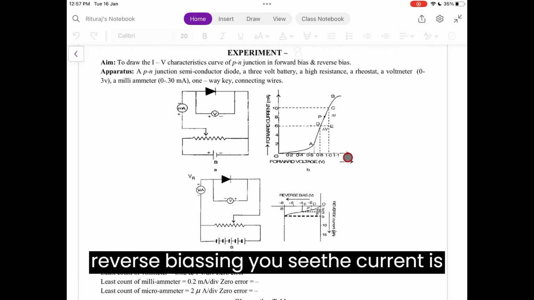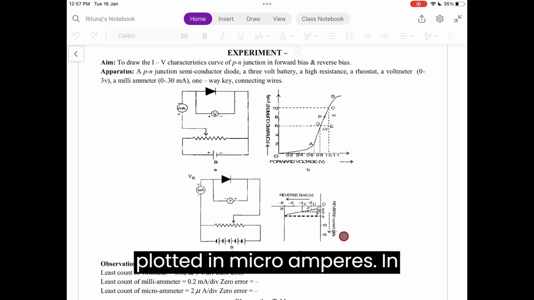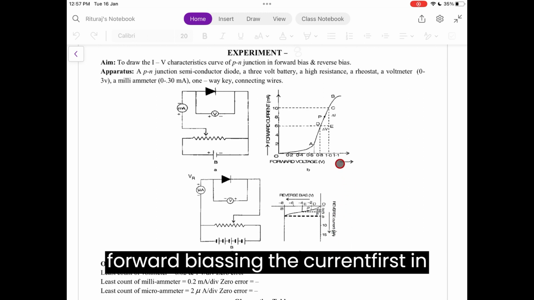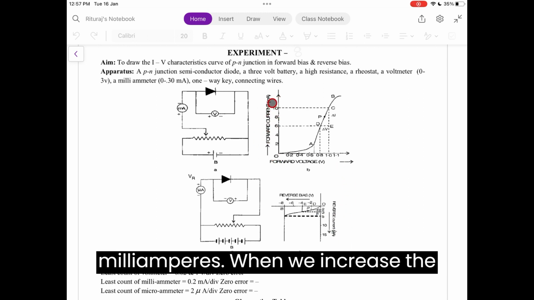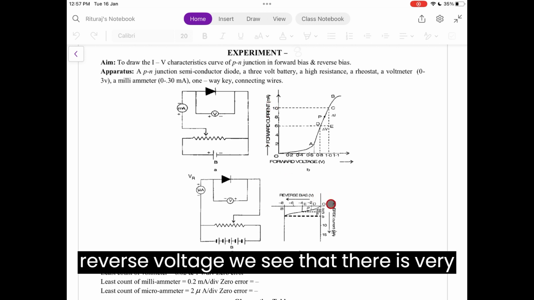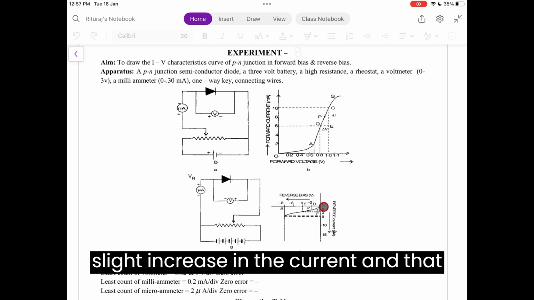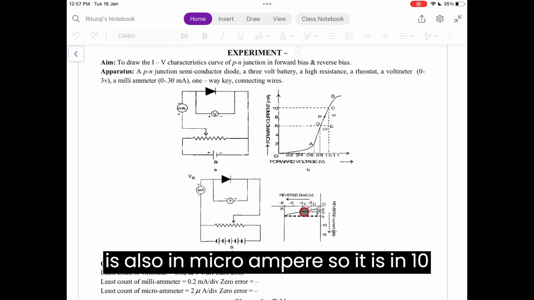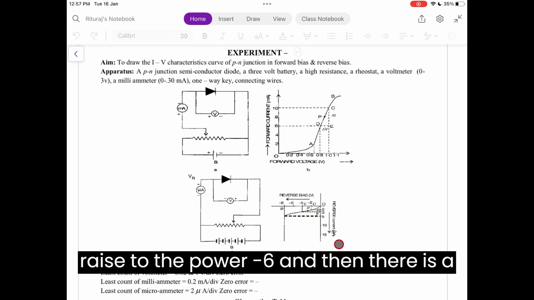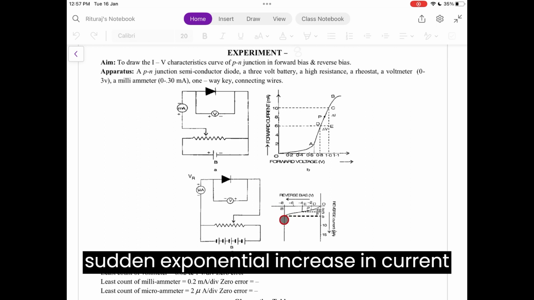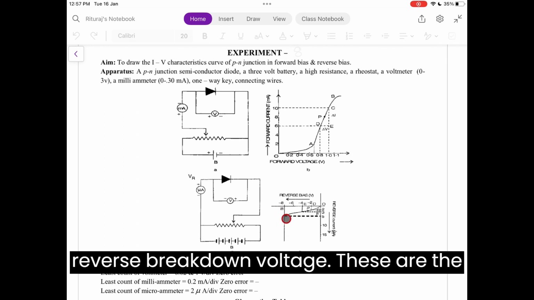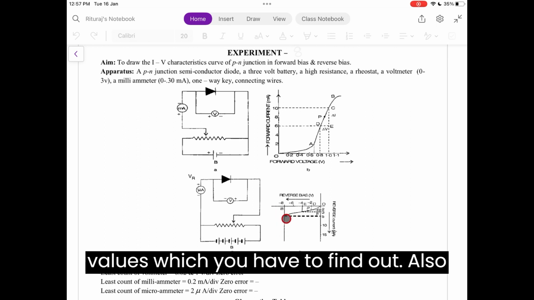In reverse biasing, you see the current is plotted in microamperes. In forward biasing, the current was in milliamperes. When we increase the reverse voltage, we see that there is a very slight increase in the current, and that is also in microamperes, so it is in 10 raised to the power minus 6. And then there is a sudden exponential increase in current at this point. So this is the reverse breakdown voltage. These are the values which you have to find out.